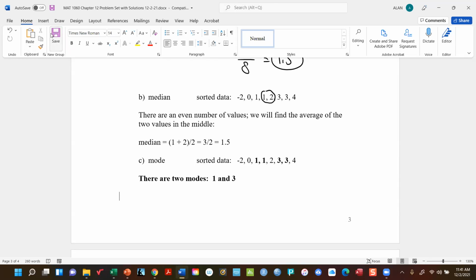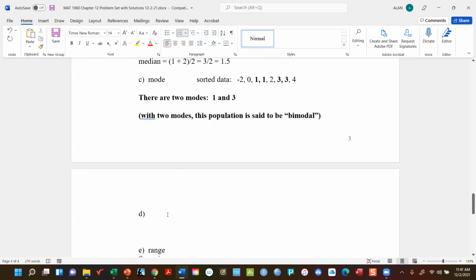Excellent. Now, you might remember that with 2 modes, this population is said to be bimodal. All right, now you don't have to know that, but I just threw it in there because I think we mentioned it during the chapter. But if you're interested in that, it just means you've got two most common values. Sometimes you see that with grades. You might discover, for example, that in a class you've got a lot of people who are getting B's and a lot of D's for some reason. That would be considered bimodal.